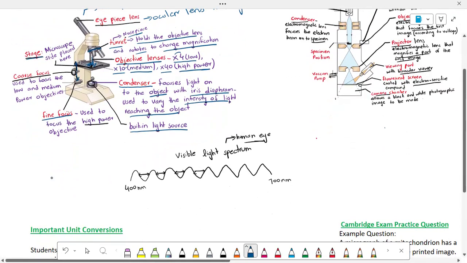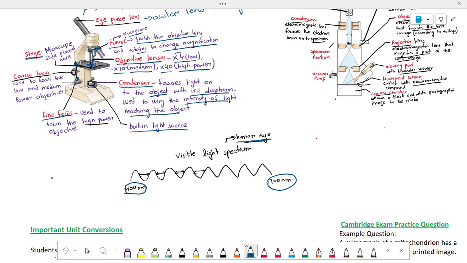The light microscope uses visible light, and visible light is the portion of the electromagnetic spectrum that can be detected by the human eye. We can only detect visible light. The wavelength of visible light is 400 nanometers to 700 nanometers. The light passes through the specimen and is focused by lenses to produce a magnified image.